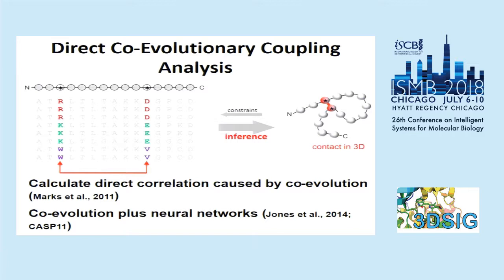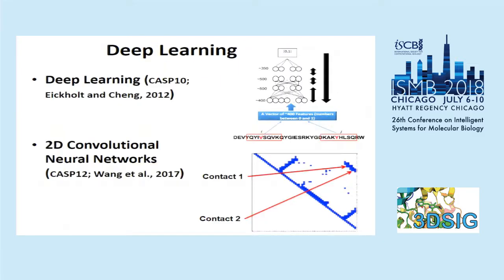And later, people used this information with neural networks to improve contact prediction. Another major breakthrough is technology. In 2012, deep learning was introduced to predict the contacts. Basically, given a protein sequence, I can take one window of information around amino acid I, and another window around amino acid J. I use them as input for a deep learning network to predict if they are in contact.